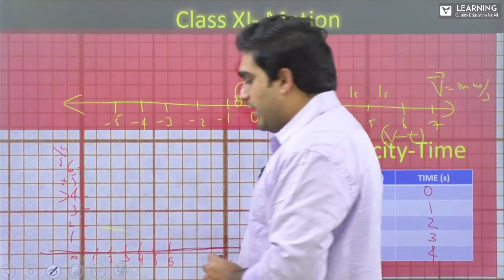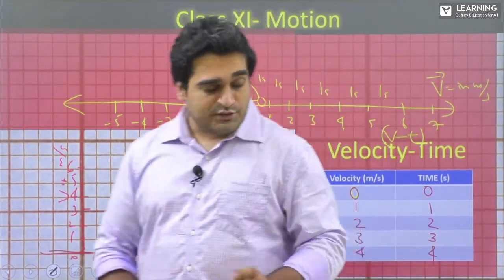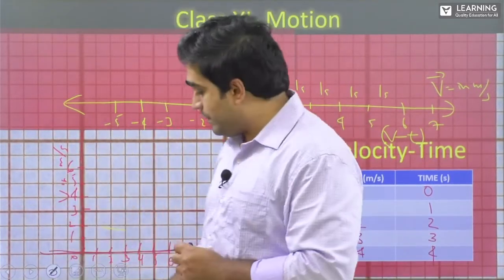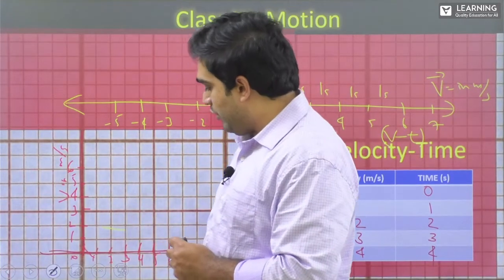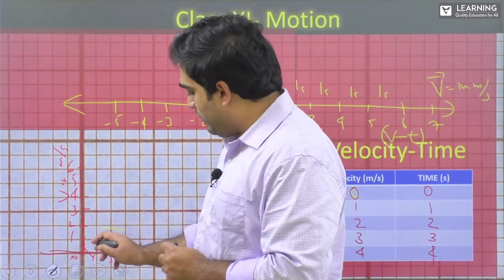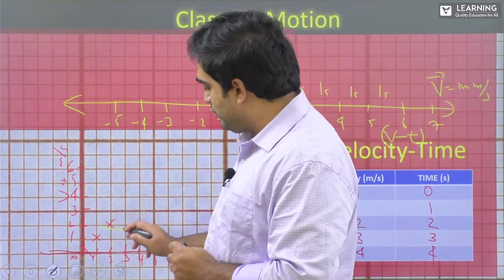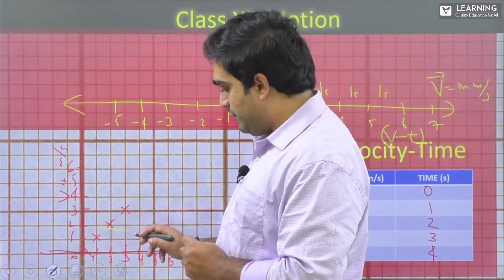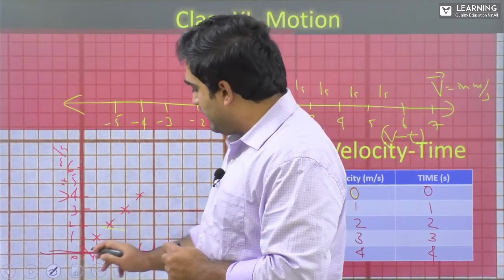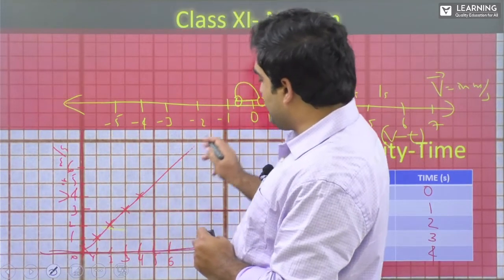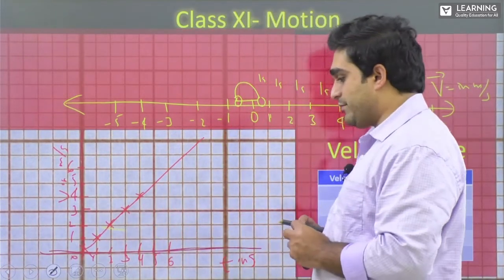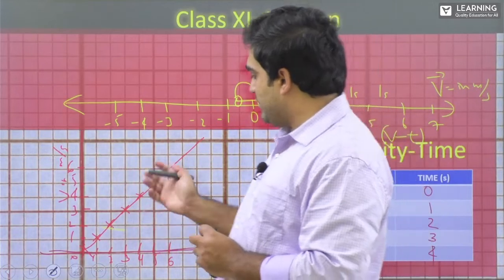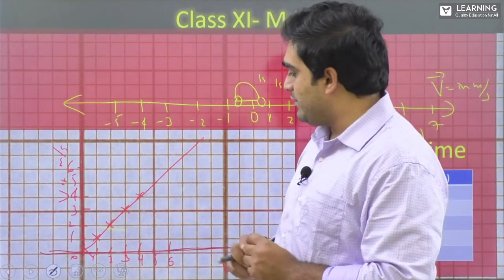All right. Now we plot the points. The first point is 0, 0. Yes, at the origin. Then 1, 1, 2, 2, 3, 3, and 4, 4. All right. Join the points and you get this beautiful straight line. See how nice it looks, the straight line.